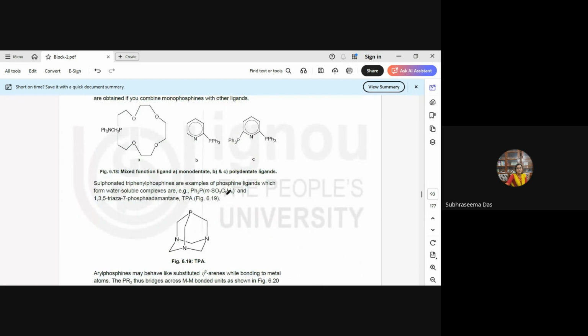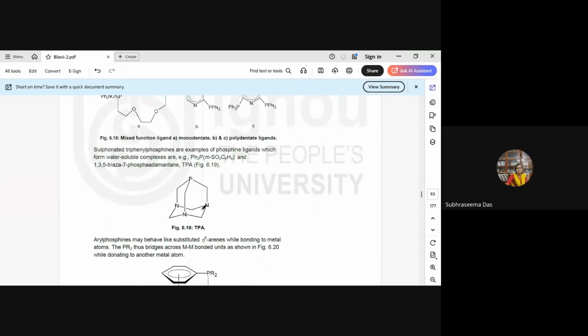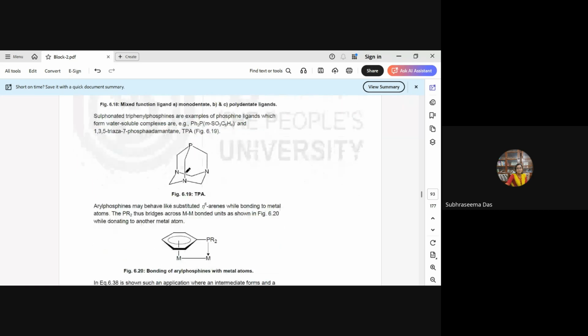Sulfonated triphenyl phosphines are examples of phosphine ligands which form water soluble complexes, like PPh2(m-SO3C6H4)-, or we have TPA. So TPA is 1,3,5-triaza-7-phosphoadamantane. This is TPA, which also forms a water soluble complex.